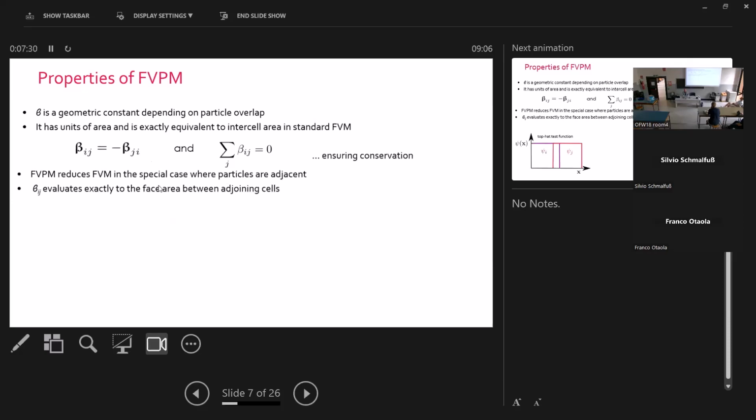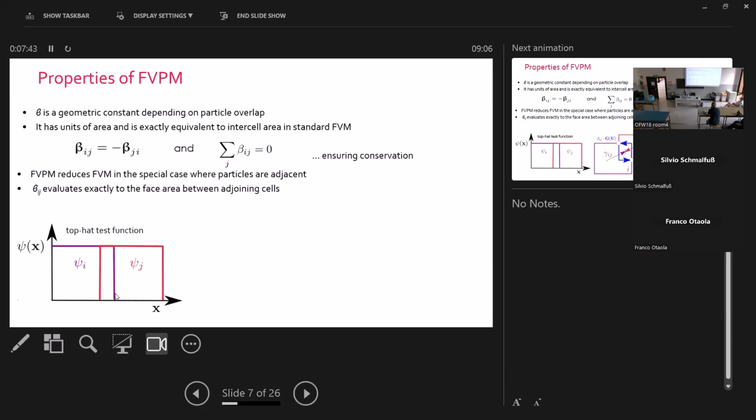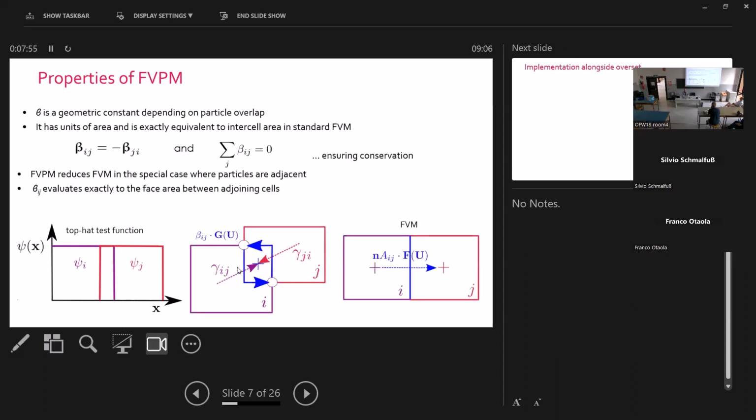In the special case where our particles are adjacent, this beta_ij evaluates exactly to the face area between adjoining cells. So if I take test functions like so, where we just have a test function of 1 over the domain of the cell, for two overlapping cells, this looks like this. We have our gamma_ij and gamma_ji from each cell, resulting in beta_ij times the flux function. If I were to move these particles so that they're adjacent to each other, this then is a standard finite volume method, and this beta evaluates exactly to the intercell area. So like I said, it's a generalized form of the finite volume method.